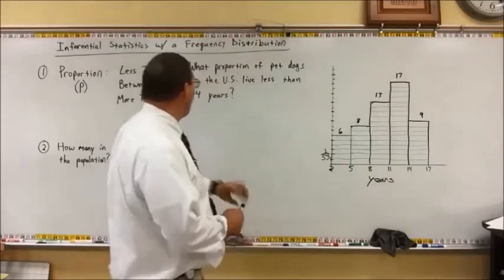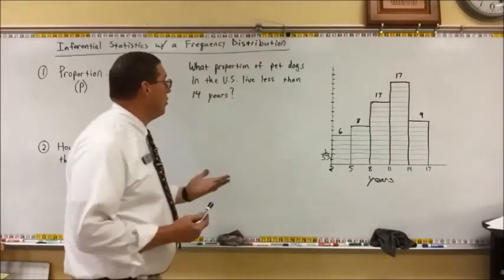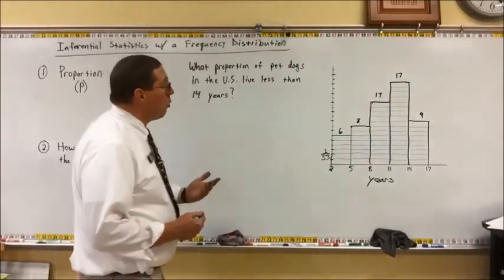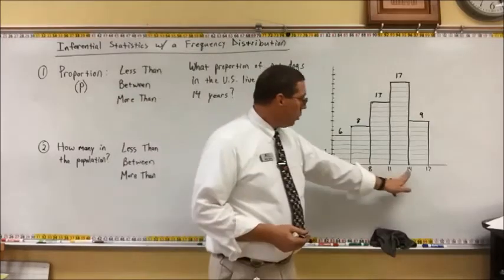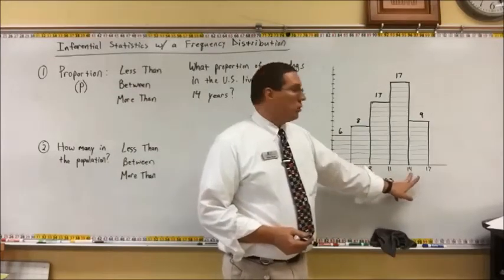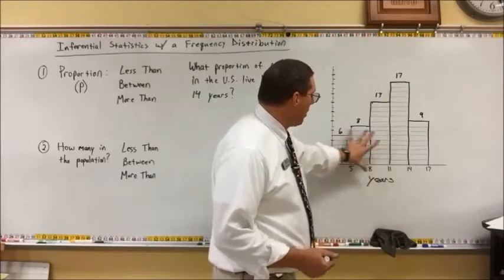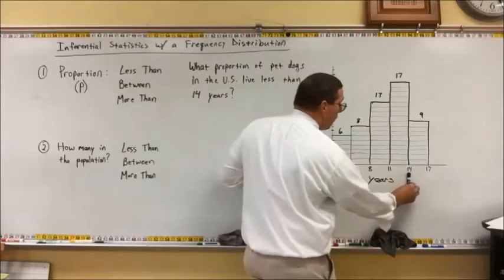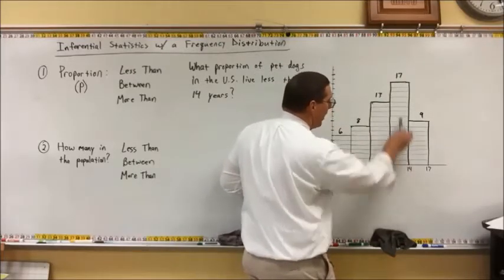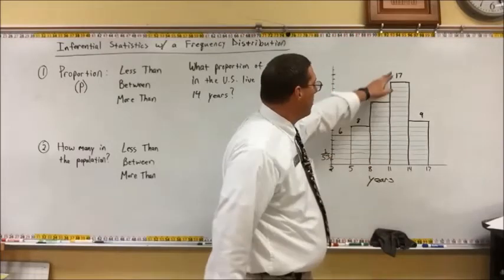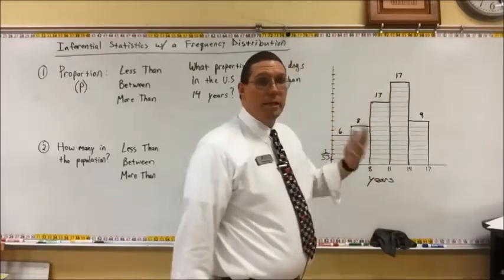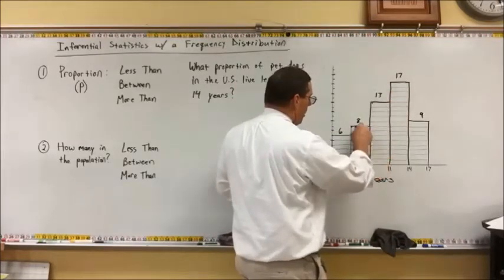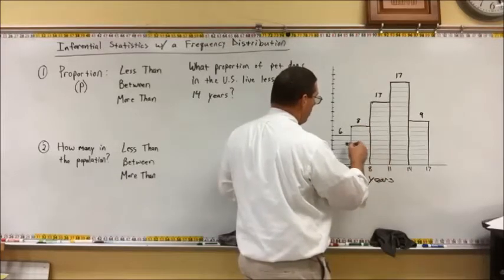So let's answer this question. What proportion of pet dogs in the U.S. live less than 14 years? Okay, so we're going to go over to the 14, which is right here, and we are interested in all of the blocks that are less than the 14 line. So less than 14 means everything over here, so really we just want to count up all the blocks. Now for convenience, I went ahead and put how many blocks are in each column. So really we have 17 plus 13 plus 8 plus 6. Okay, so that's going to equal 44.